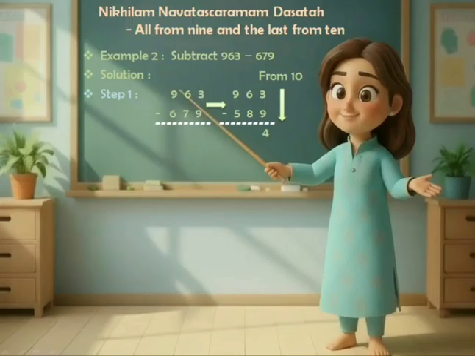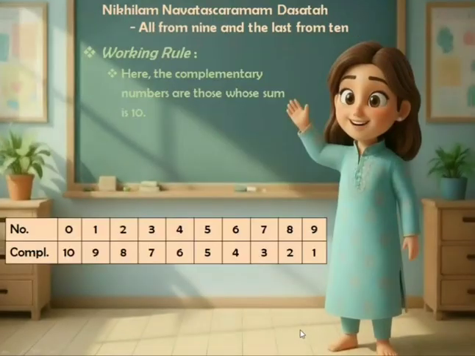Now let's solve 963 minus 679 using the Vedic method. Step 1. From 10, subtract the last digit. 3 minus 9 will become what? Minus 6. And the complement of 6 is 4 when you look at the complement table. So, observe here, the complement of 6 is 4.